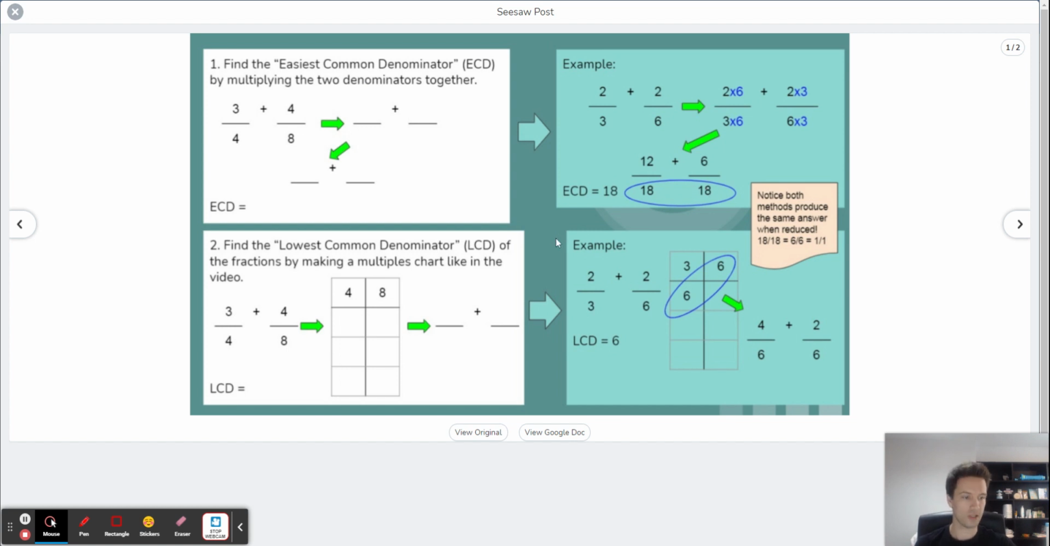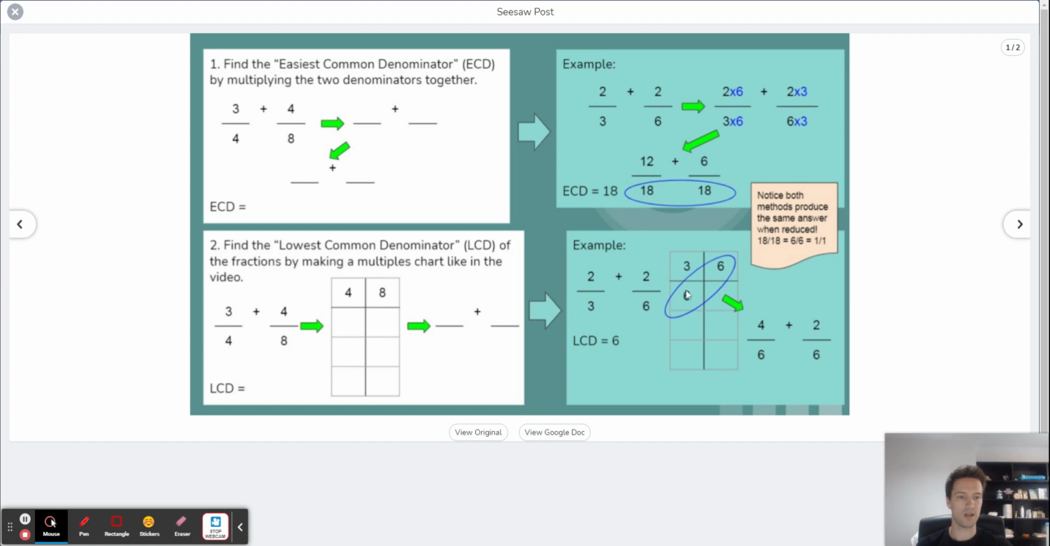Now another way to solve this is to find the lowest common denominator. We find the lowest common denominator by finding the multiples, as shown in the video. So we use a chart like this, and we write all the multiples out below. So just like this, I've got a chart. On my example, 2/3 plus 2/6, I've got my two denominators, 3 and 6, and now I just write out all the multiples until I get a number that's the same on both sides.